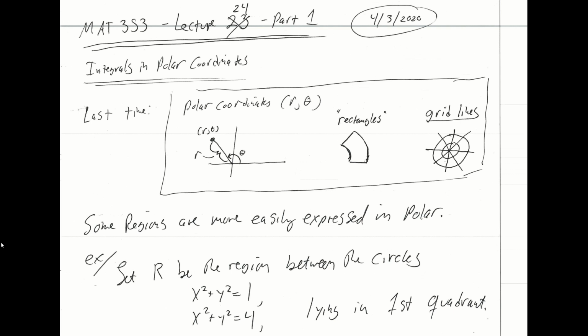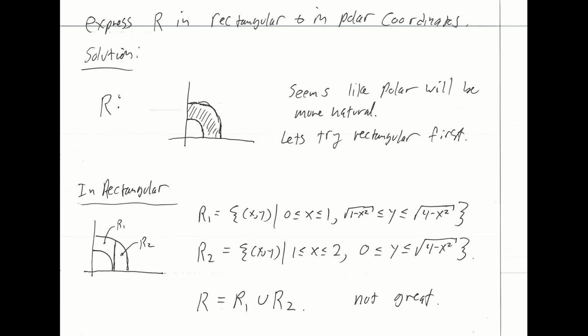So as an example of that, let's let R be the region bounded between the circle of radius 1 and the circle of radius 2, centered at the origin. I don't actually say centered at the origin here, but that is what I intended. And we want the portion lying between those two circles, which also lies in the first quadrant. And we are directed to express this region both in rectangular and in polar coordinates.